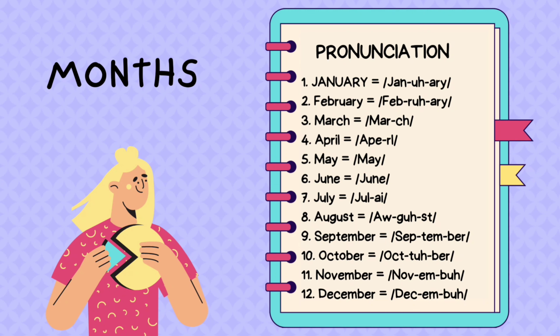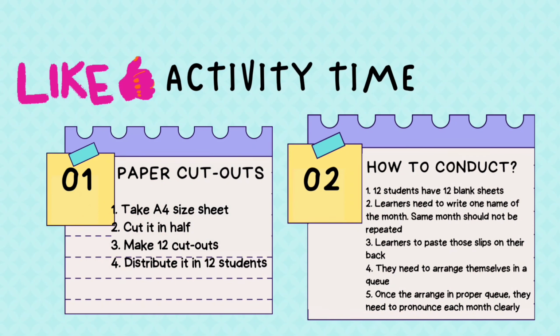Now let's see how this activity is going to happen. If you want, you can recheck the pronunciation. Now it's the activity time. For this, we are going to require some paper cutouts. We need to cut A4 size sheets in half and then make 12 cutouts. 12 cutouts means 12 different months, distributed among 12 students.